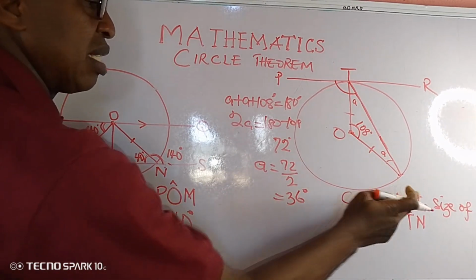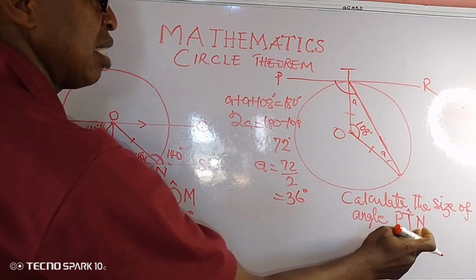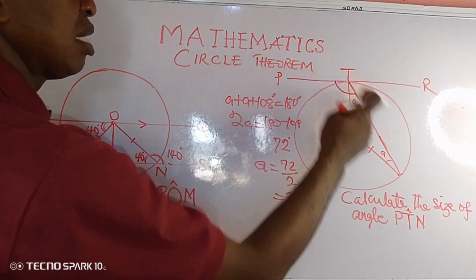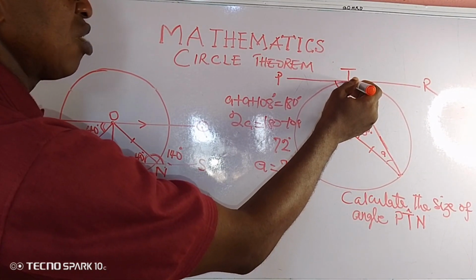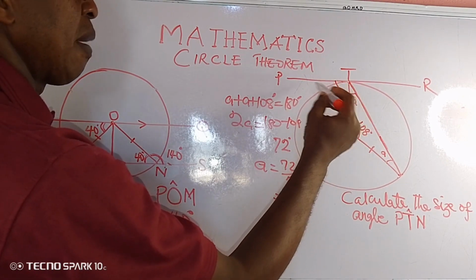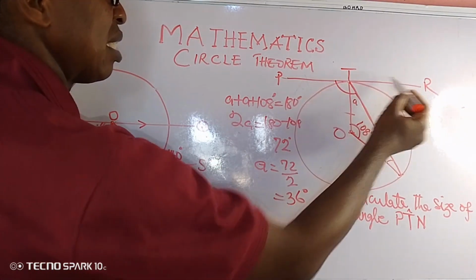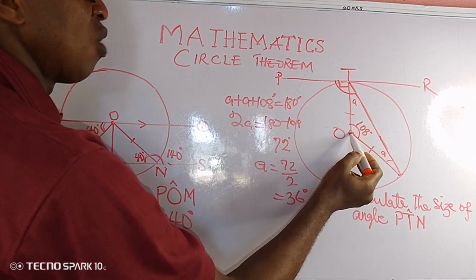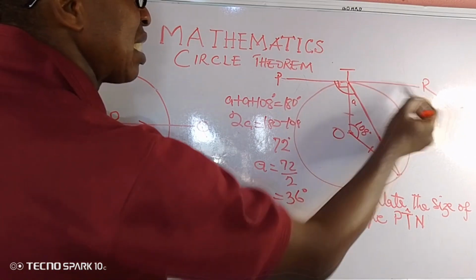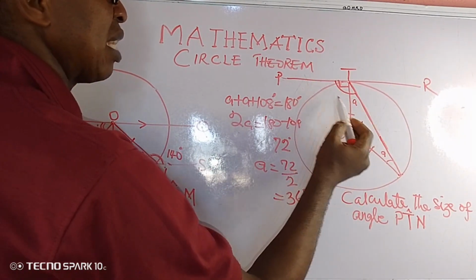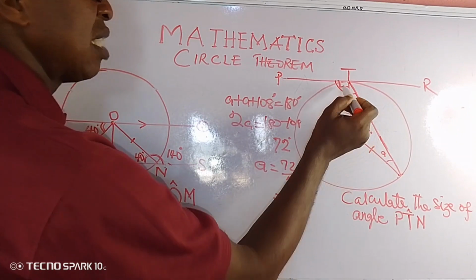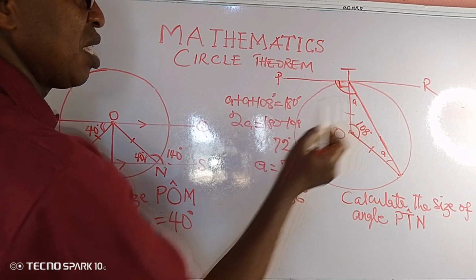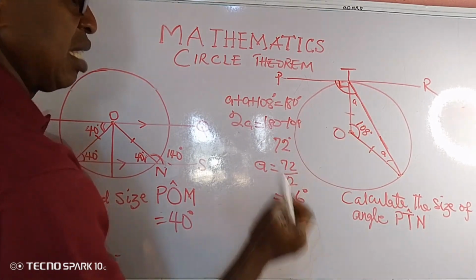But we are asked to calculate the size of angle PTN. Now, whenever a line is drawn from the center to a tangent, that line you draw is perpendicular to that tangent, hence making this angle 90 degrees. And we know that this angle here is A, and A is 36.